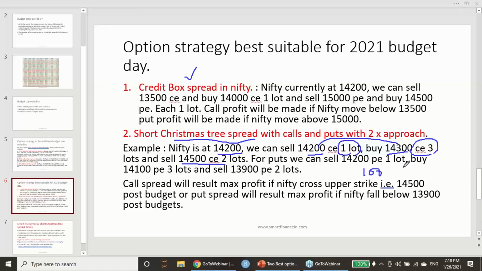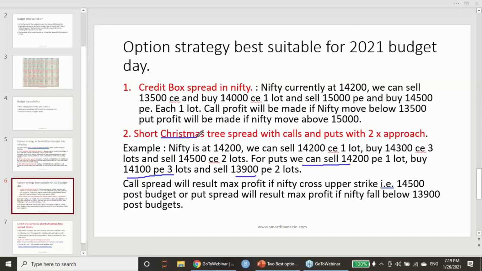I have told you 2X, so 2X is 200. Here between your first sell call and buy call there is a 100-point difference, so the next sell should be a 200-point difference. You have to follow a similar approach because you need to maintain it as a market neutral strategy. So you follow the similar approach for the put options: sell 14,200 put option 1 lot, buy 14,100 put option 3 lots, and with 2x, where x is 100 points and 2x is 200 points, sell 13,900 put option 2 lots.